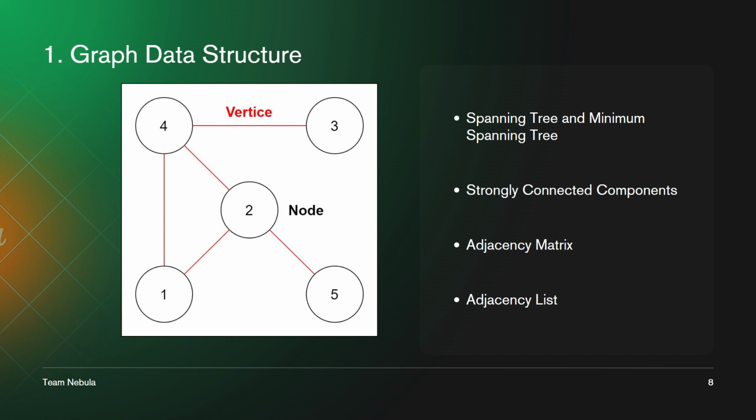Graph data structure. In a graph, each node is called a vertex, and these vertices are connected to one another through edges. Some popular graph-based data structures include spanning tree and minimum spanning tree, strongly connected components, adjacency matrix, adjacency list.